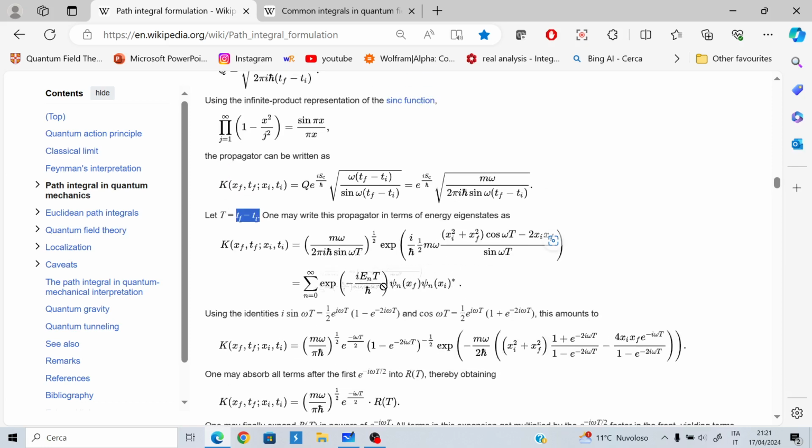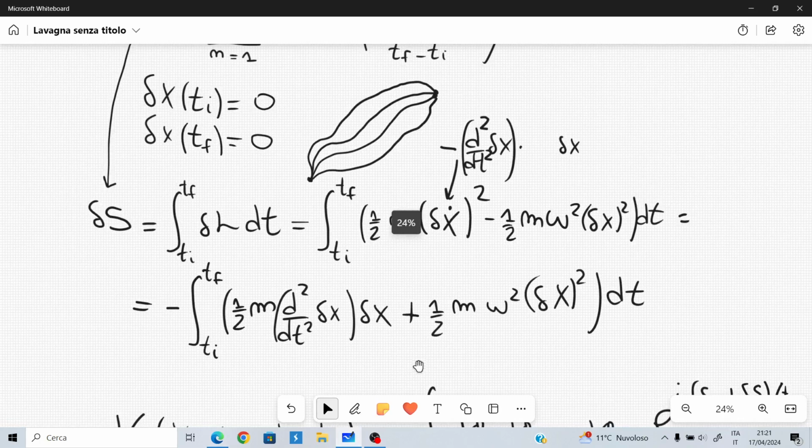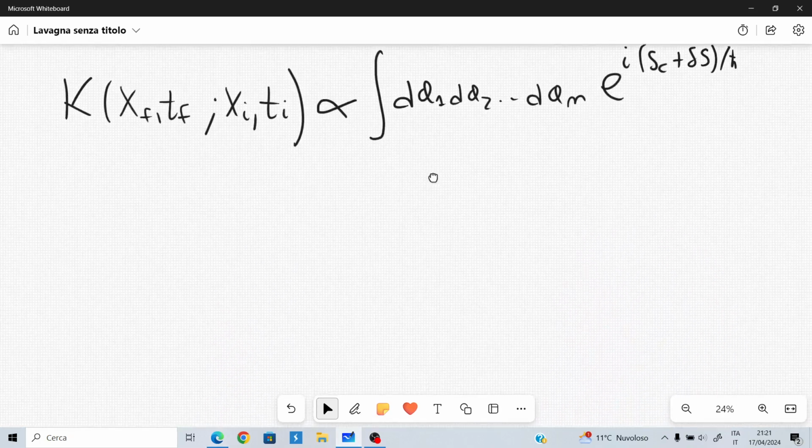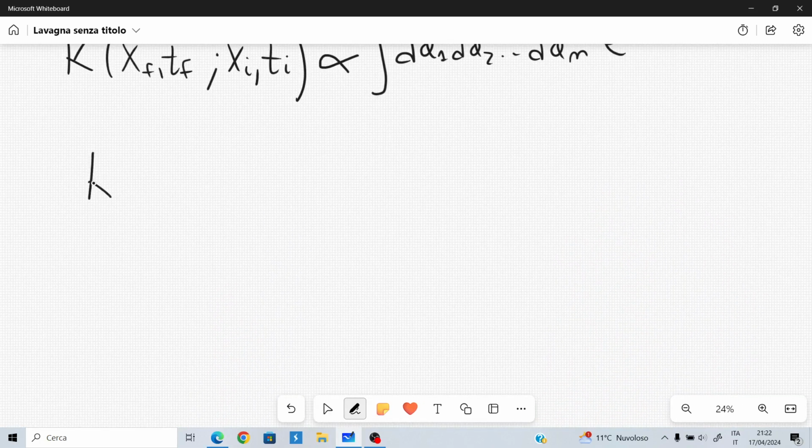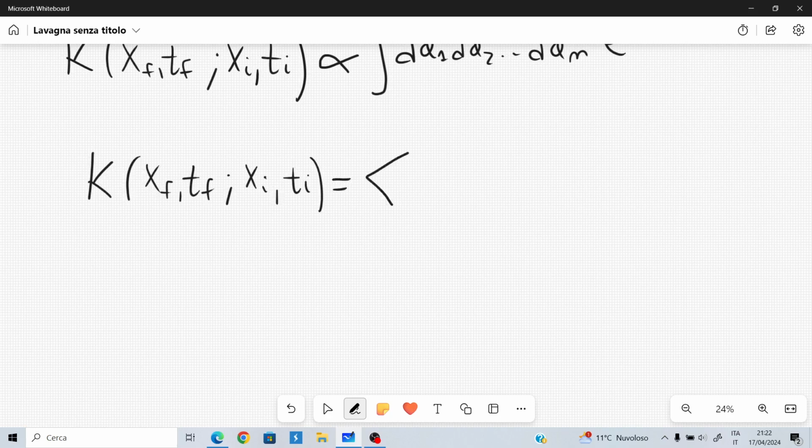And why does Wikipedia write down this expression? Now let me explain this conceptually. The propagator can be written as K, x_f, t_f, then we have x_i, t_i. This is equal to, we have some vector x_f.